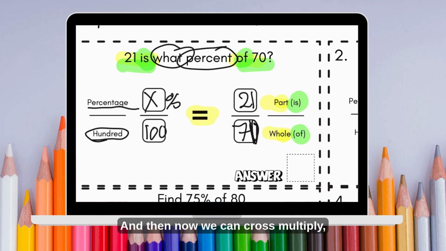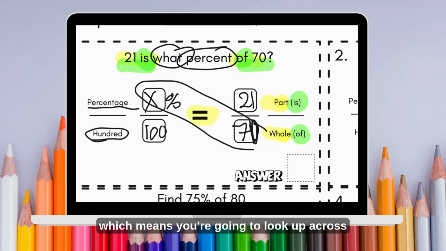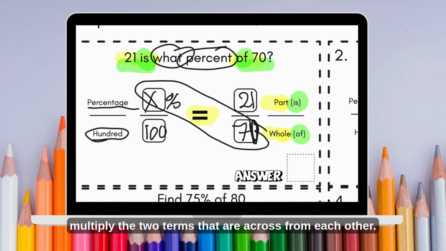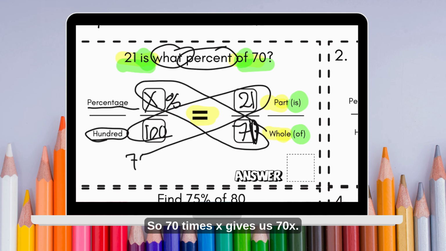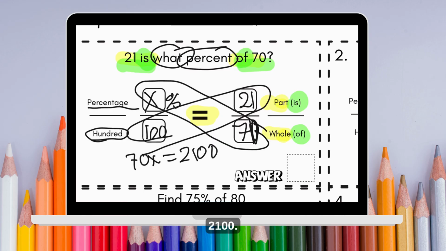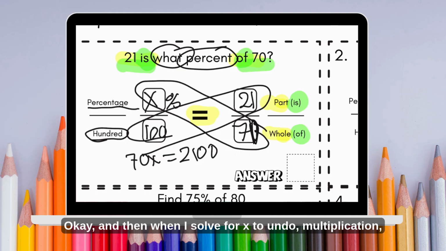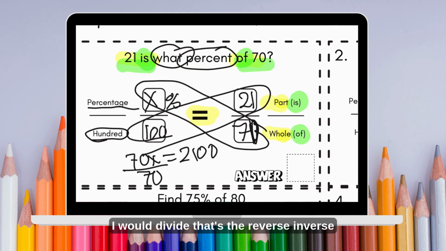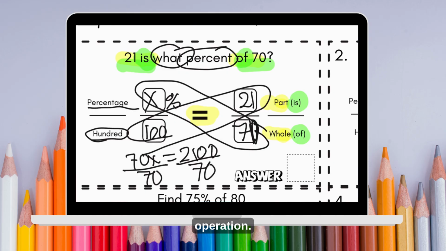And now we can cross multiply, which means you look across the equal sign and multiply the two terms that are across from each other. So 70 times x gives us 70x, and this equals 100 times 21, and 100 times 21 is 2,100. Then when I solve for x, to undo multiplication I would divide. That's the inverse operation. 70 divided by 70 gives me 1, and 1 times x gives me x. So x equals 2,100 divided by 70.